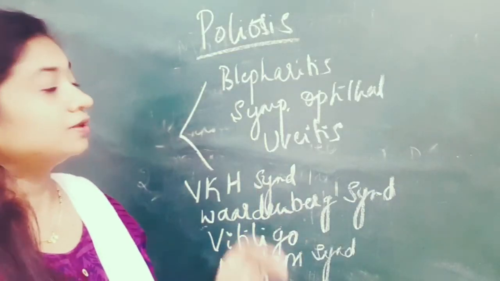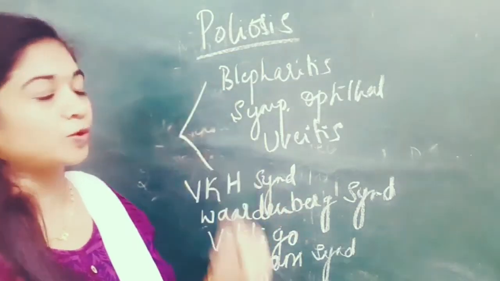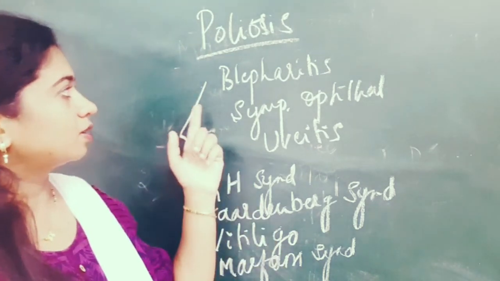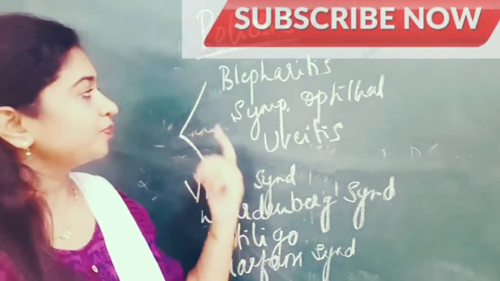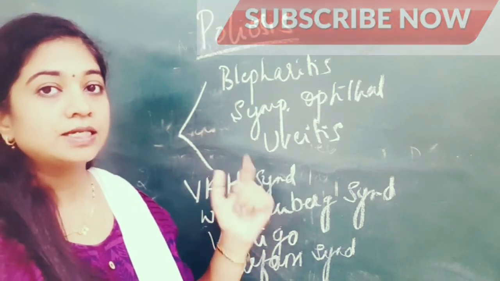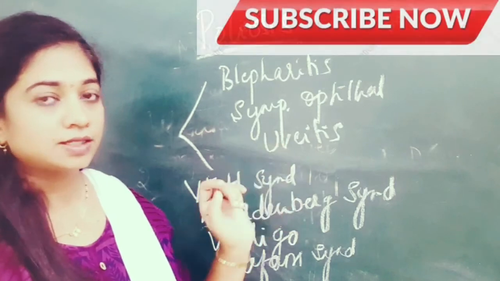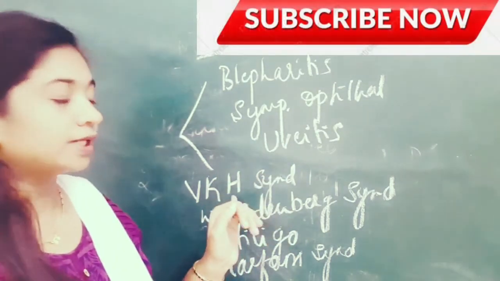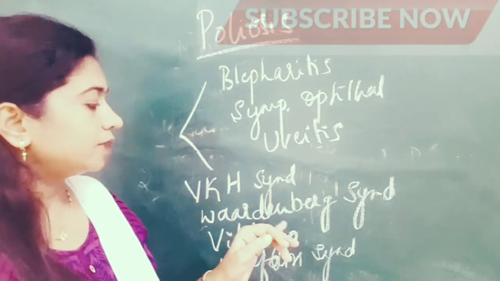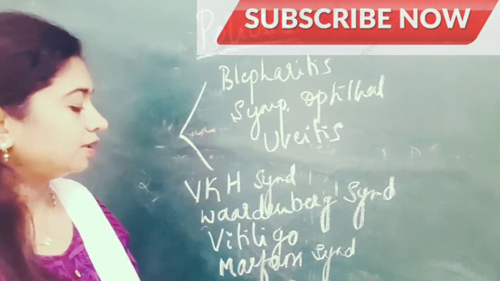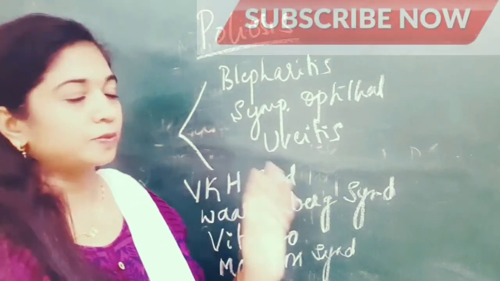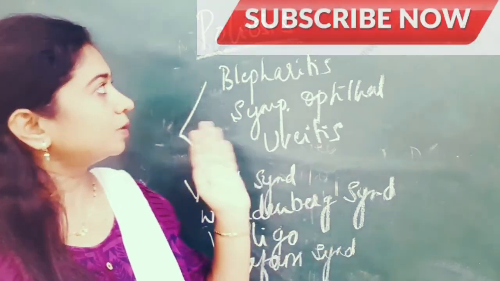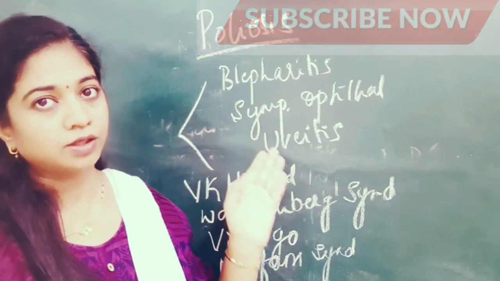So the next anomaly with the eyelashes is poliosis. Poliosis is nothing but graying or whitening of the eyelashes. The causes can again be local or systemic. Local causes we have blepharitis, sympathetic ophthalmitis and uveitis. In systemic causes we have VKH syndrome, that is Vogt-Koyanagi-Harada syndrome, Waardenburg syndrome, vitiligo and Marfan syndrome. So these are the causes for poliosis. All these disorders of the eyelashes can be asked as a 3-mark question. Just remember the definition and know the causes.